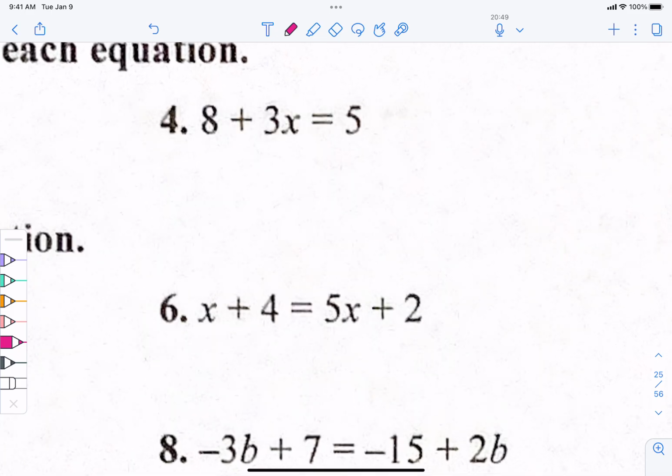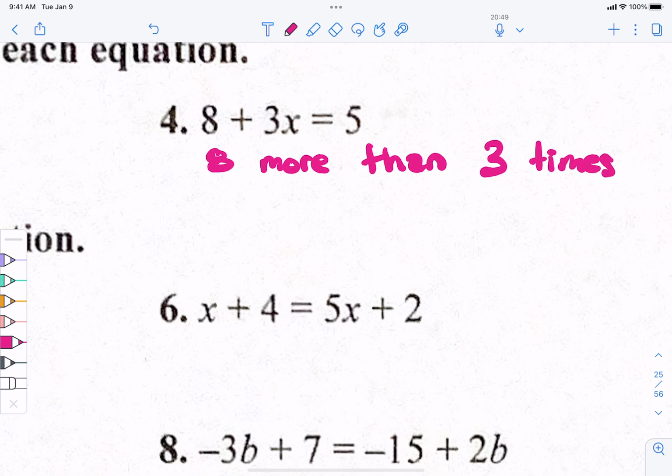This is only one way of writing it. I did 8 more than 3 times a number is 5. You could have done that differently. What did you do, Mallory? I like that one too. The product of 3 and a number, right? They were trying that the last period. They were saying the sum of 8 and the product of 3 and a number, and I'm like, woo, that was a lot. The sum of 8 and 3 times a number maybe would have worked. The sum of 8 and 3 times a number is 5. Something like that.